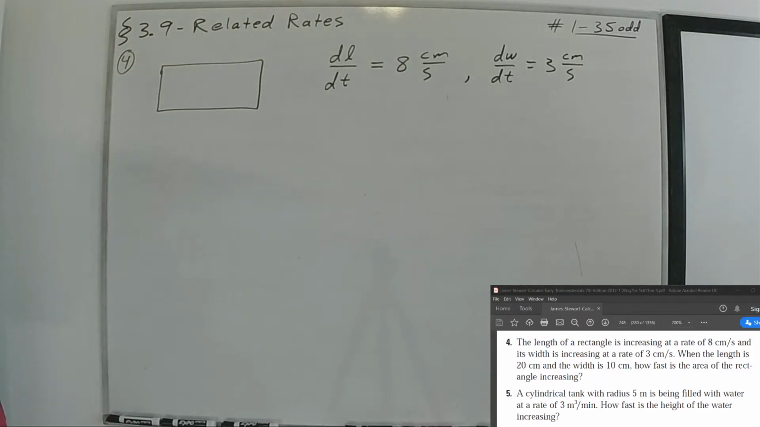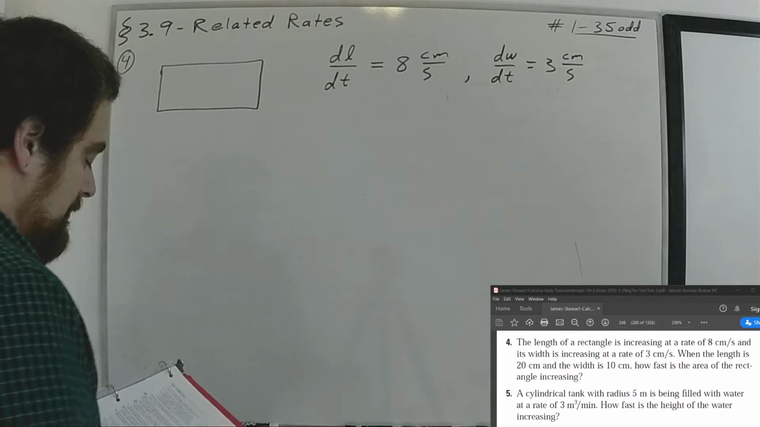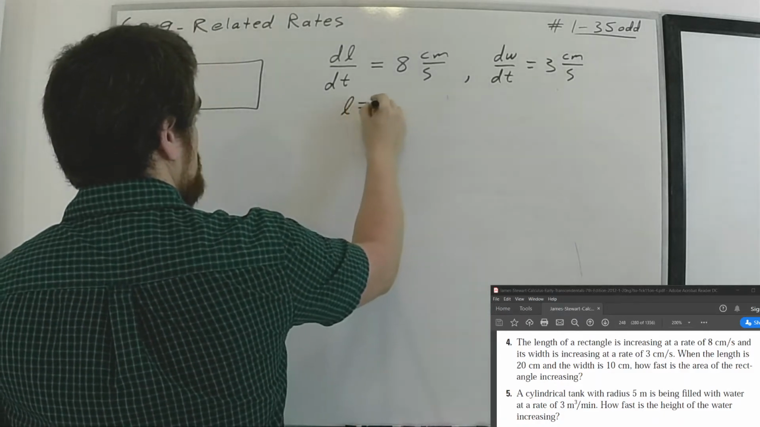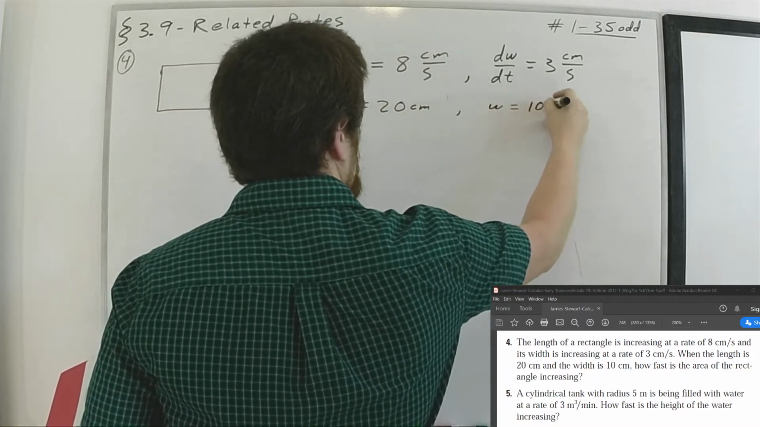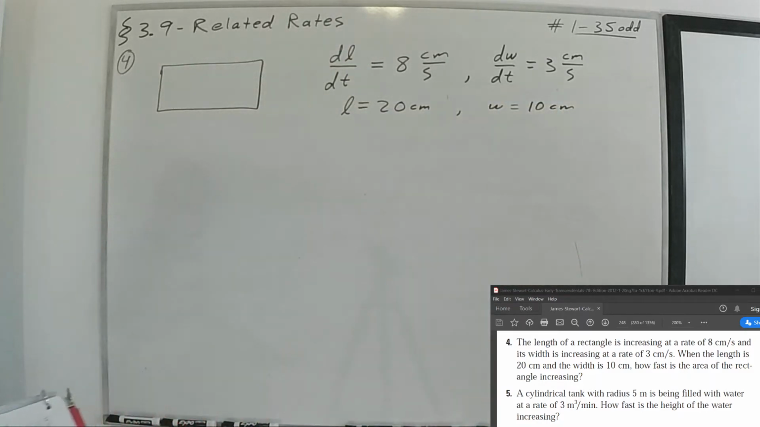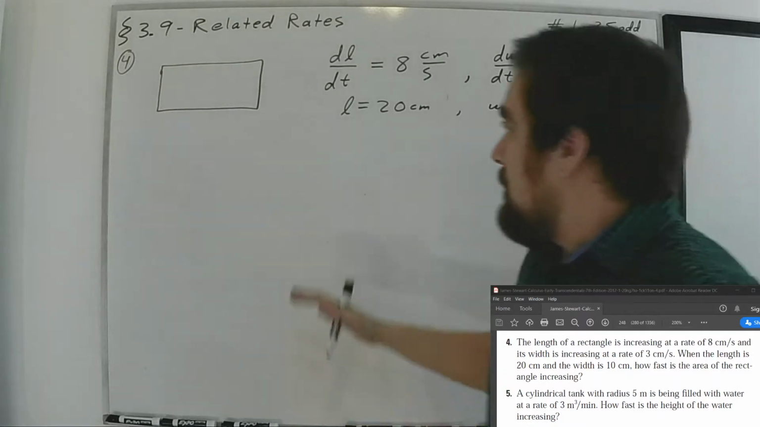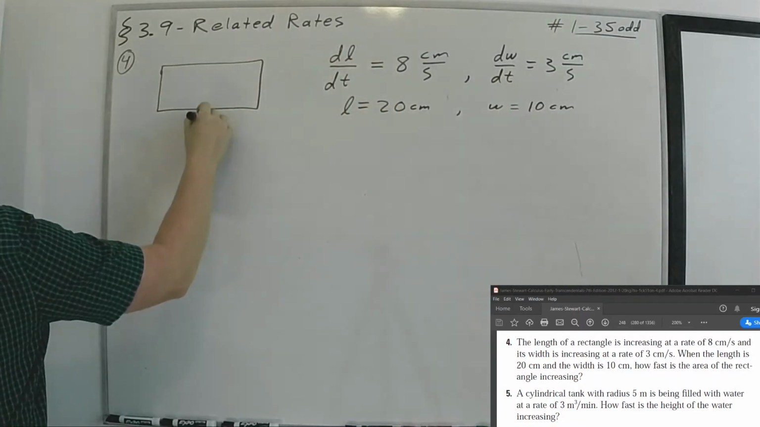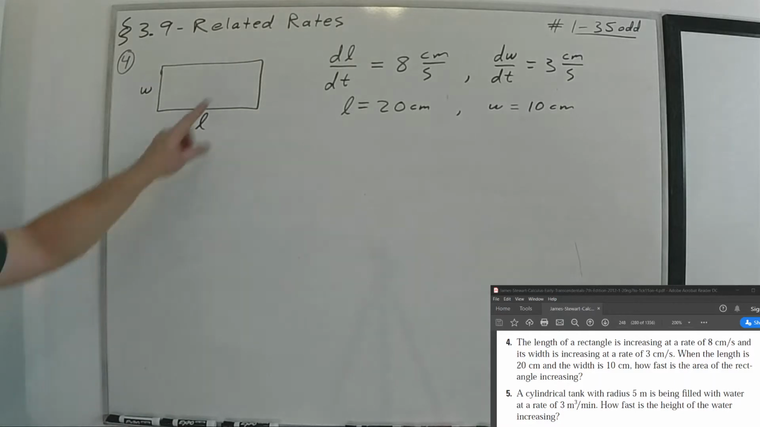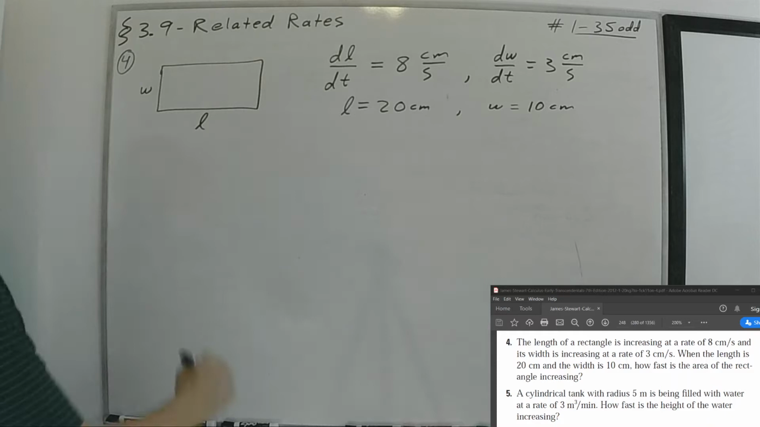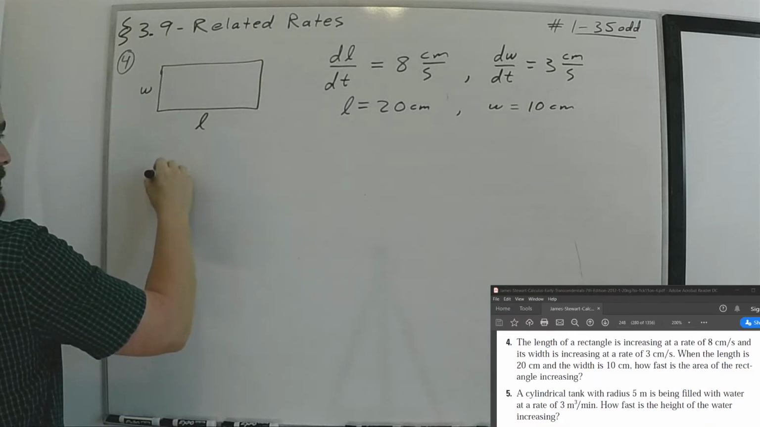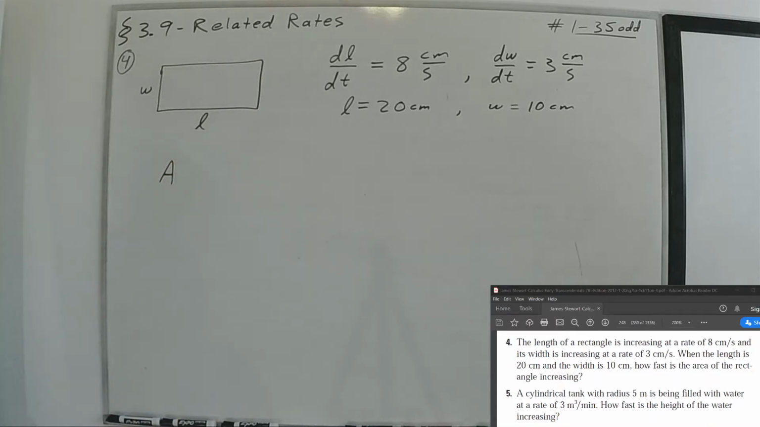Then it wants to know when the length is 20 centimeters and the width is 10 centimeters. Those are just straightforward linear measurements. How fast is the area of the rectangle increasing? So these are all the things that they tell me that I know. They say, make sure you take all this stuff and relate it to the area. So I need the formula for the area first, right? If I don't have an area formula, then I can't talk about change in area. So I better get an area formula first.